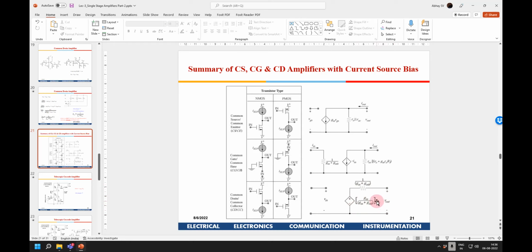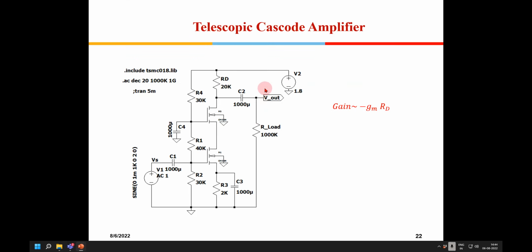Okay, so these are the three kinds of important amplifiers. Now we have something known as the telescopic cascode amplifier.